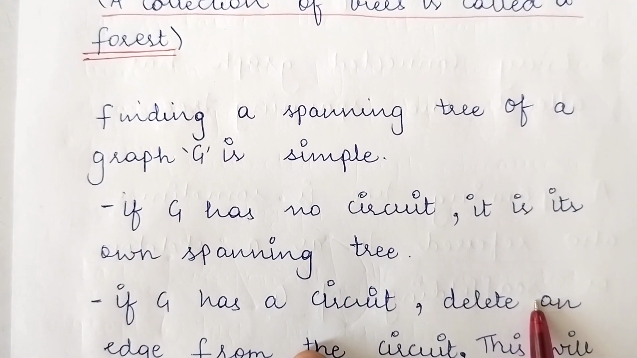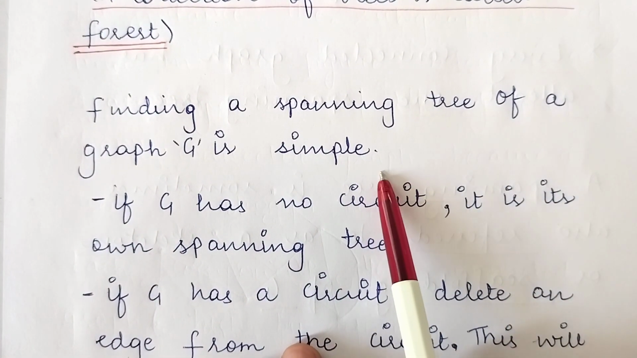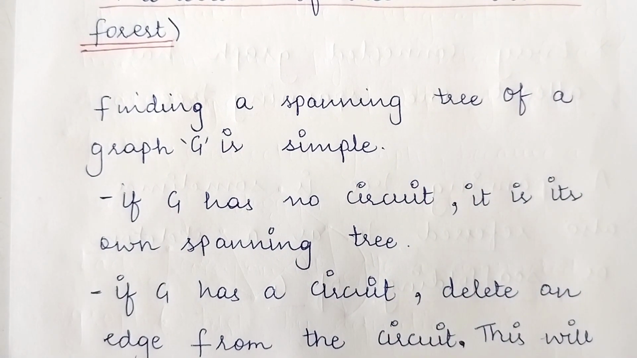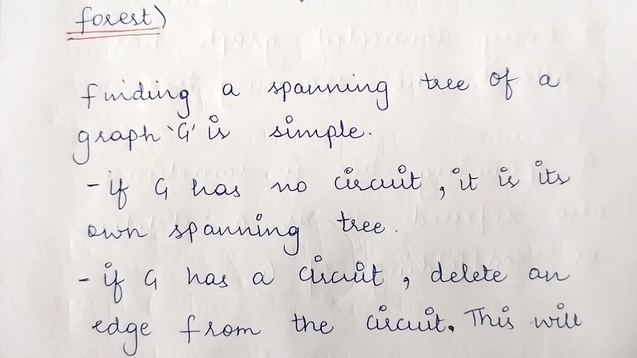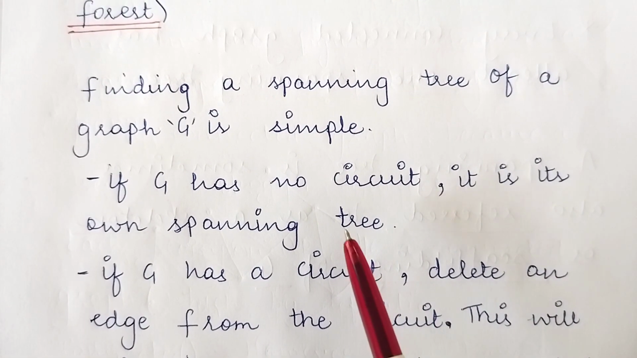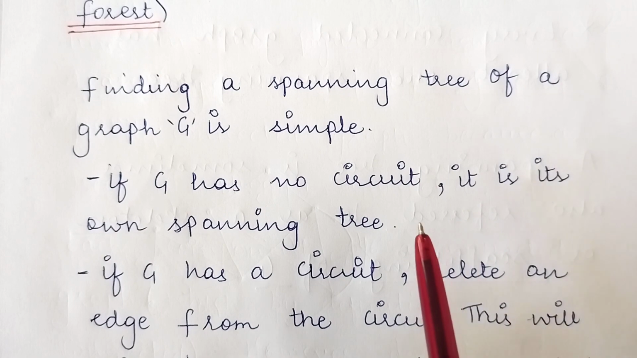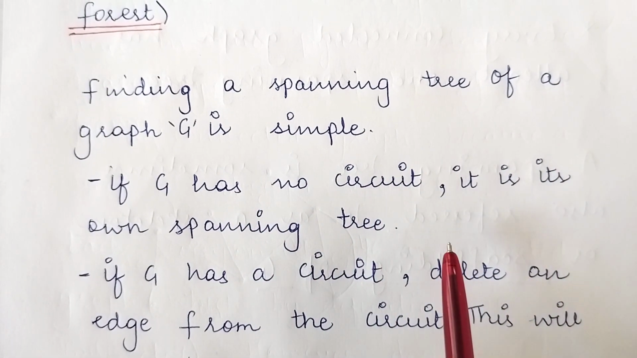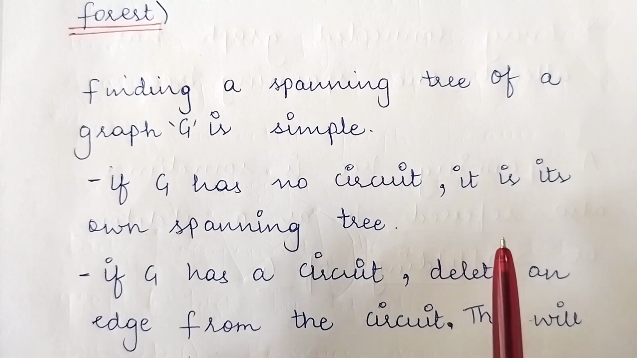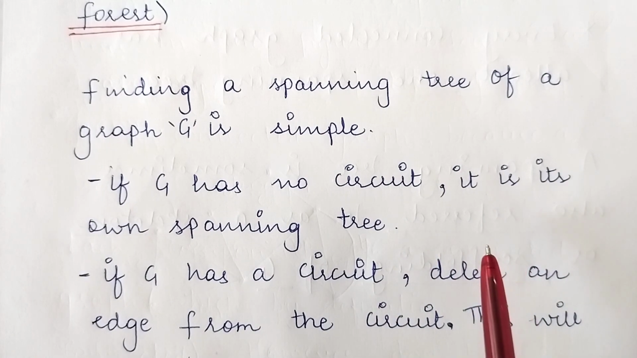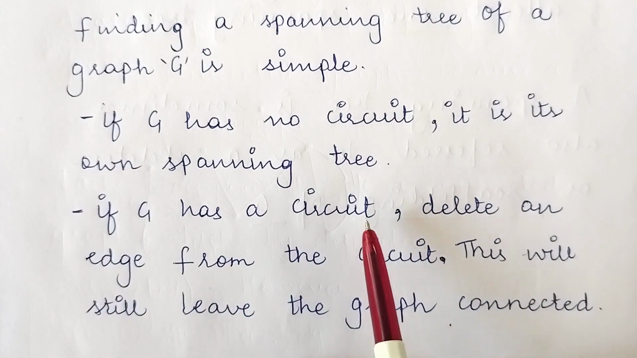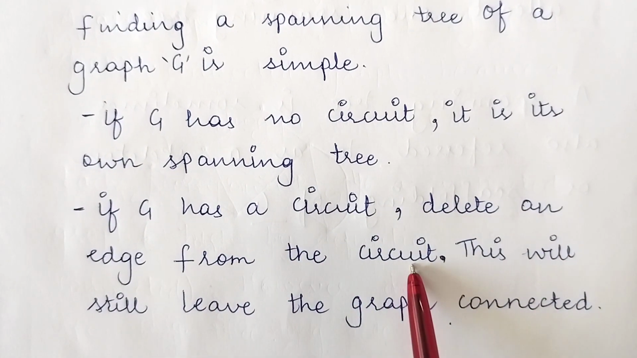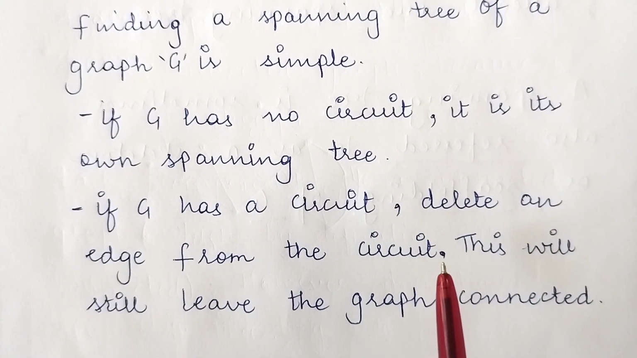Finding a spanning tree of a graph G is simple. I have just told you how you can find a spanning tree in a graph, but I will just revise it. How do you find a spanning tree in a graph G? It is very simple. First of all, if G has no circuits, it is its own spanning tree. If the graph G does not have any circuits, it itself is its own spanning tree. But if G has a circuit, then delete an edge from the circuit. Delete one edge from the circuit if the graph G has a circuit.